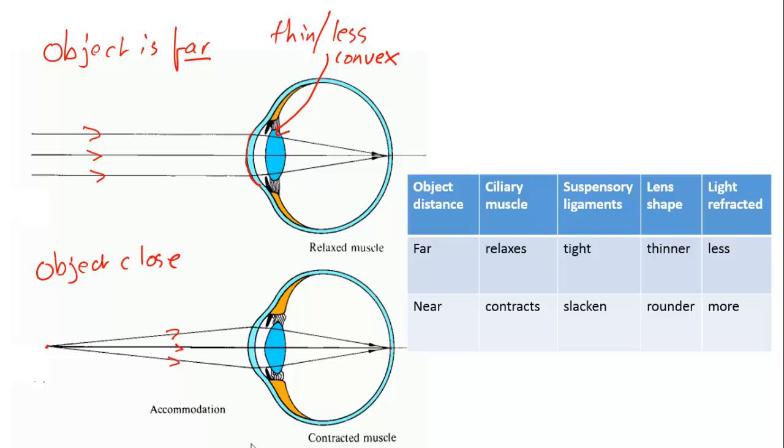Now the cornea will contribute towards this, it will refract the light, but now we also need refraction to be done by the lens. And because we need more refraction, we need the lens to be thicker.